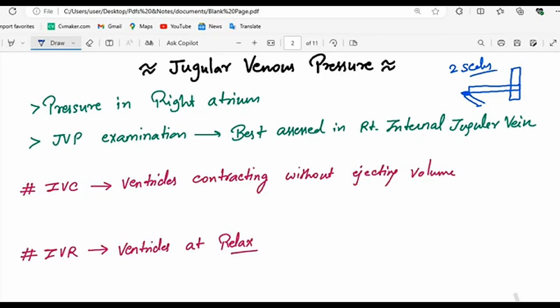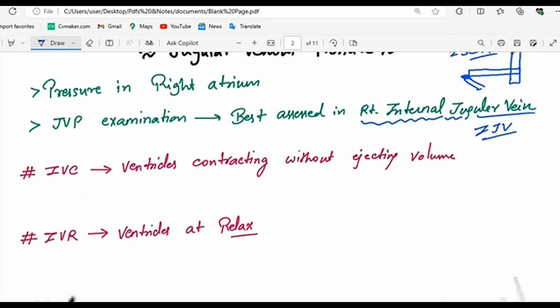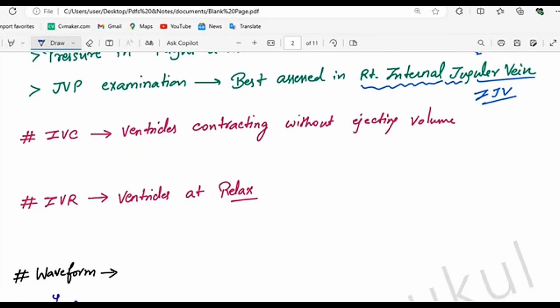So remember that this is best assessed in which vein? That is the right internal jugular vein. It is best assessed in the right internal jugular vein. Okay. Then there is some terminology like IVC and IVR.